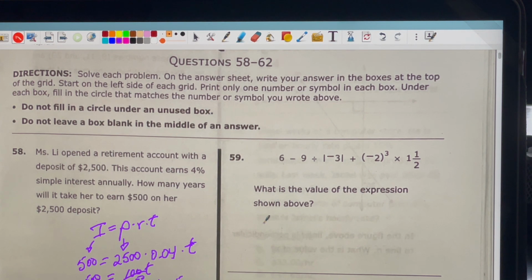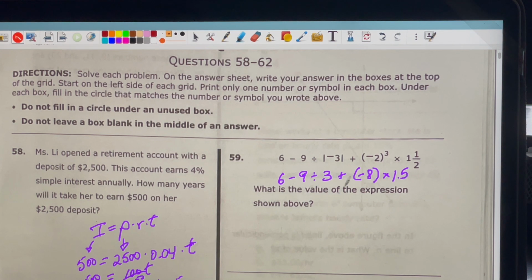This one, order of operations: 6 minus, and again, the only thing I'm going to do first is change. So I'm going to rewrite 6 minus 9 divided by the absolute value of negative 3, which is 3, plus negative 2 to the third power, which is negative 2 times negative 2 times negative 2, still gives me a negative 8, times 1.5. I changed this to standard notation, and this to standard notation. Now I can follow order of operations.